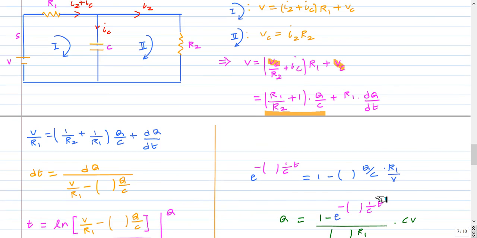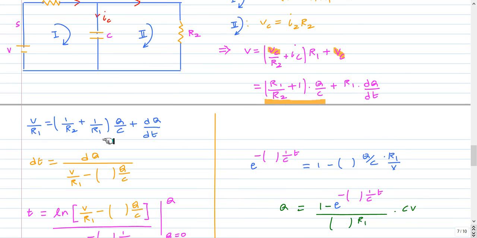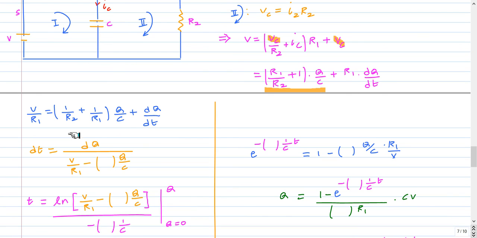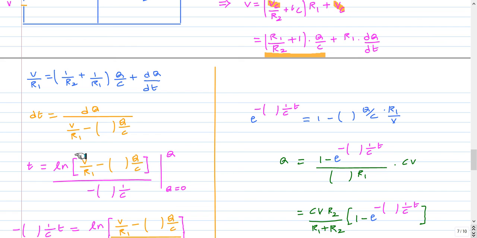So this we can rewrite as this one: V by R1 equal to (1 by R1 plus 1 by R2) into (Q by C plus dQ by dt). So we can separate the variables now, t on one side and Q on the other side. So this becomes dt equal to dQ divided by this expression, and this bracket is 1 by R1 plus 1 by R2. So now integrating both the sides with time from t equal to 0 to t equal to t.